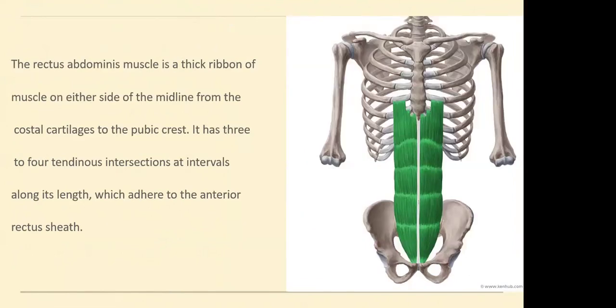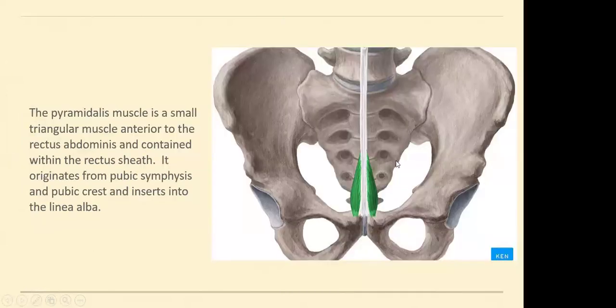Next we have the rectus abdominis muscle. It's a thick ribbon of muscle on either side of the midline from the costal cartilages to the pubic crest. It has 3 to 4 tendinous intersections at intervals along its length, which adhere to the anterior rectus sheath. The smallest of these muscles is the pyramidalis muscle. It's a small triangular muscle anterior to the rectus abdominis and contained within the rectus sheath. It originates from the pubic symphysis and pubic crest and inserts into the linea alba.